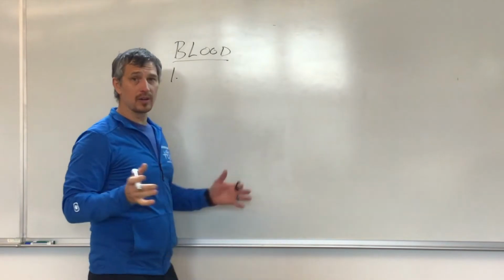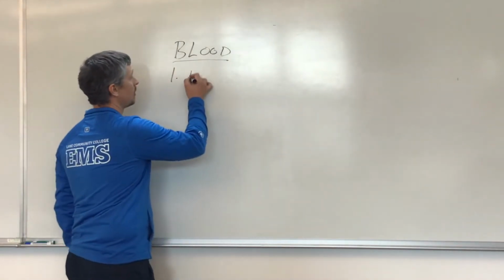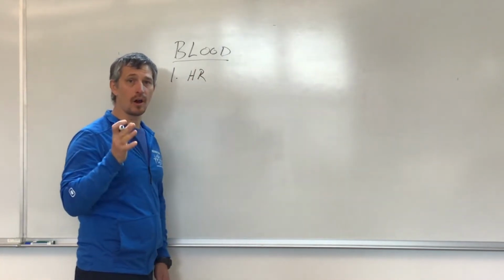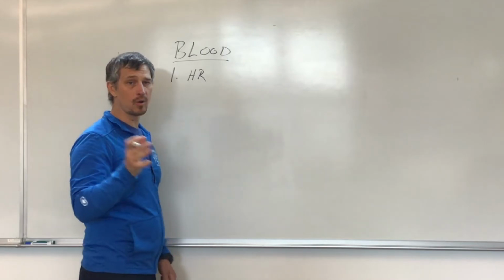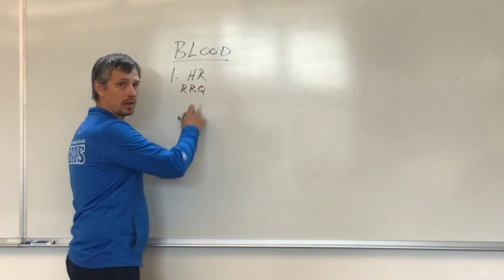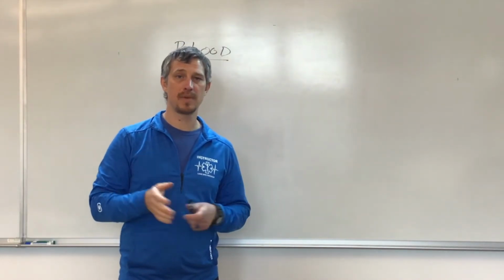The first vital we're going to look for related to blood is going to be our heart rate. When we look at our heart rate, we're going to look at 3 different things with it. Our rate, our rhythm, and our quality. RRQ: rate, rhythm, quality. Our rate is going to be measured in beats per minute.